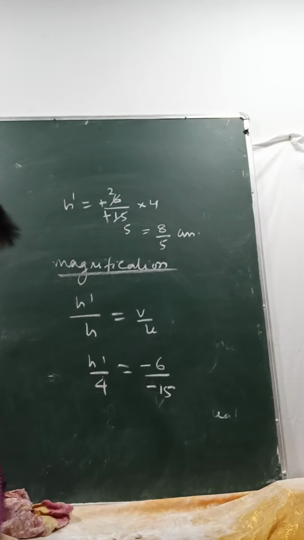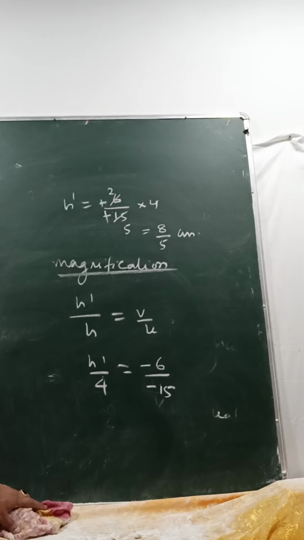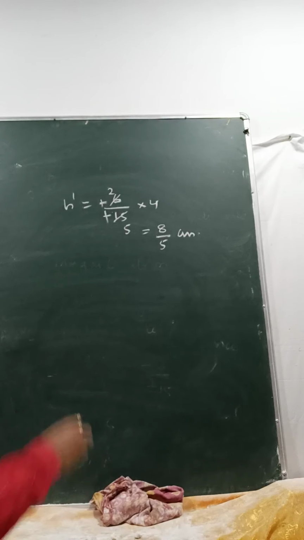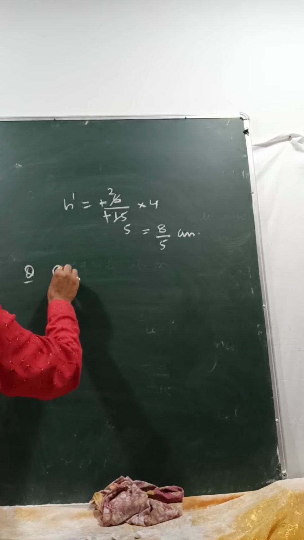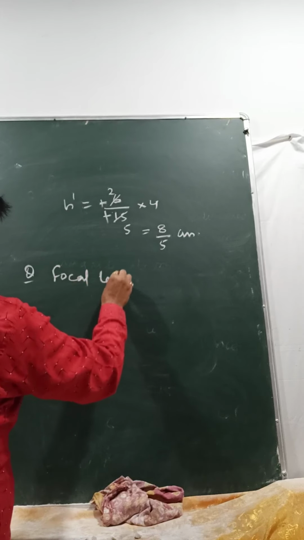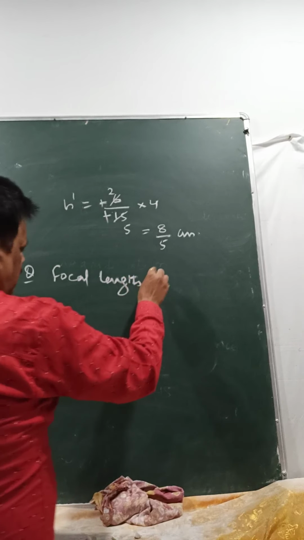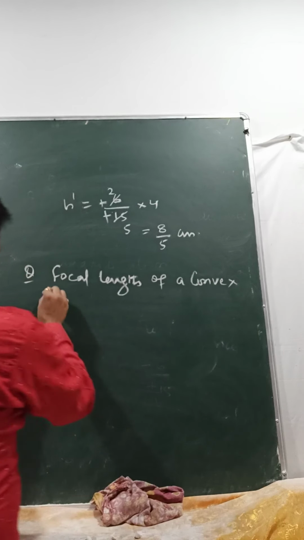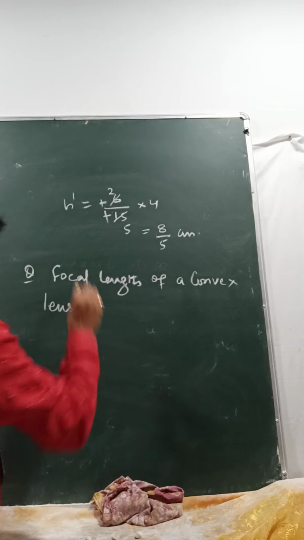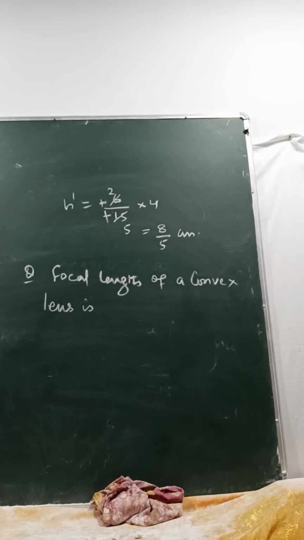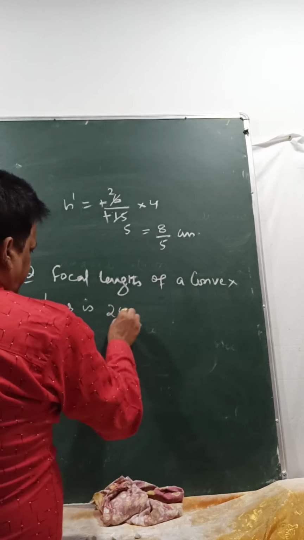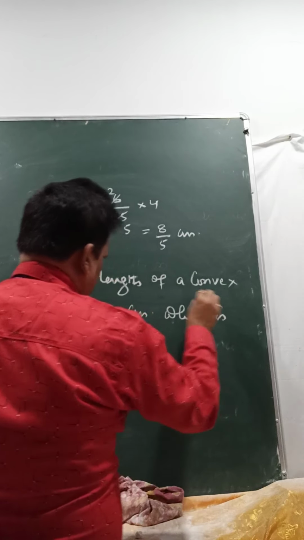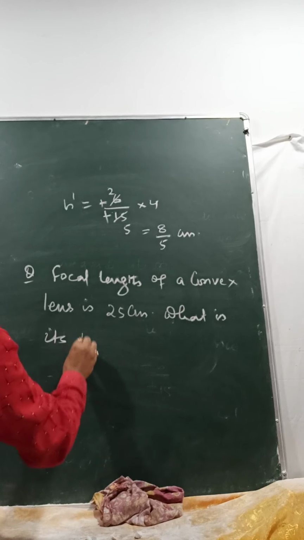Okay. Now let's take another question. A small question will come. The focal length of a convex lens is 25 centimeter. What is its power?